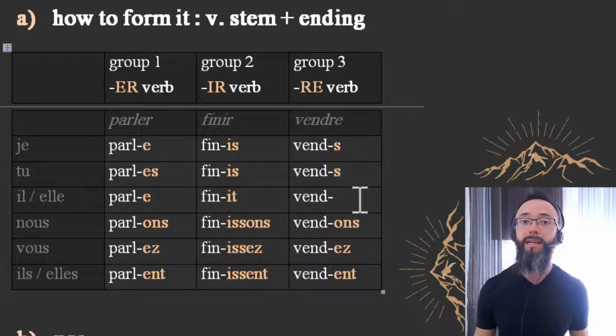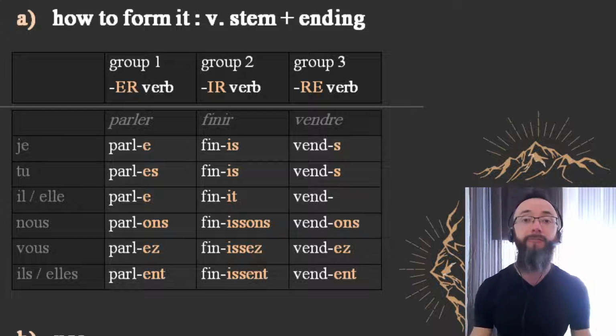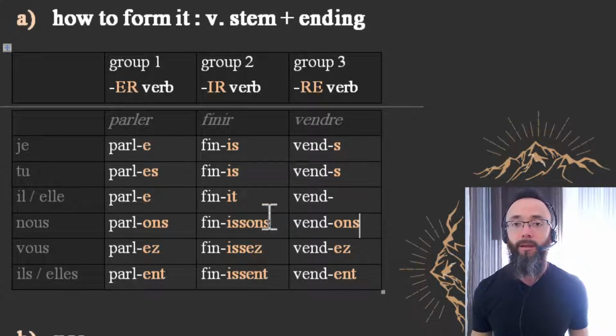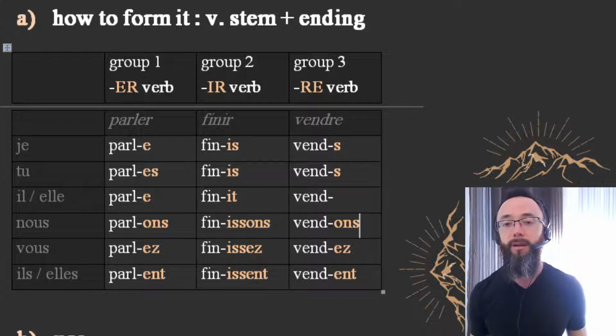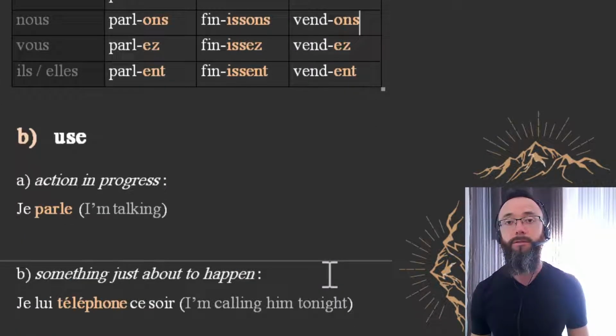Je vends, tu vends, il vend. There we added nothing. It's just the stem here. And then we have nous vendons, vous vendez, ils vendent. I'm not saying "ils vendent" with a full E; it's almost mute again. Okay? Those were the endings of the present tense of the indicative mode in French. Now that we know these things, we can start playing a bit with its use, the use of this tense.